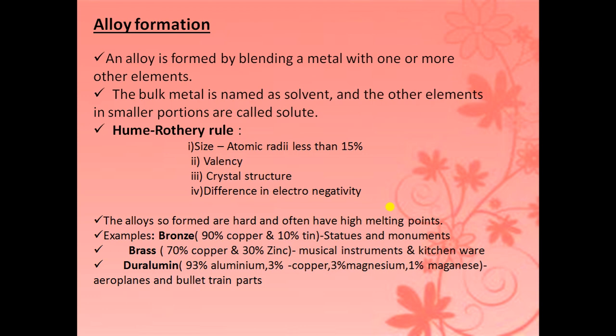And then examples for the alloys. First example is bronze. Bronze is the mixture of 90% copper and 10% tin. This bronze we use for making statues and monuments. Next example is brass. Brass is the mixture of 70% copper and 30% zinc. This brass we use for making musical instruments and kitchenware. And then the third example is duralumin. Duralumin is a mixture of 93% aluminum, 3% copper, 3% magnesium and 1% manganese. We use this duralumin for making aeroplane and bullet train parts.